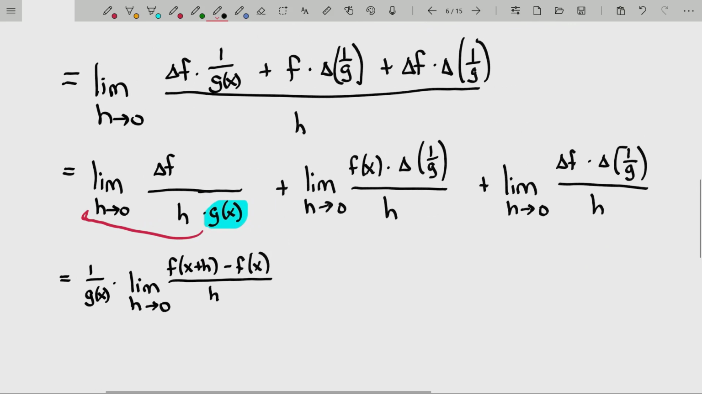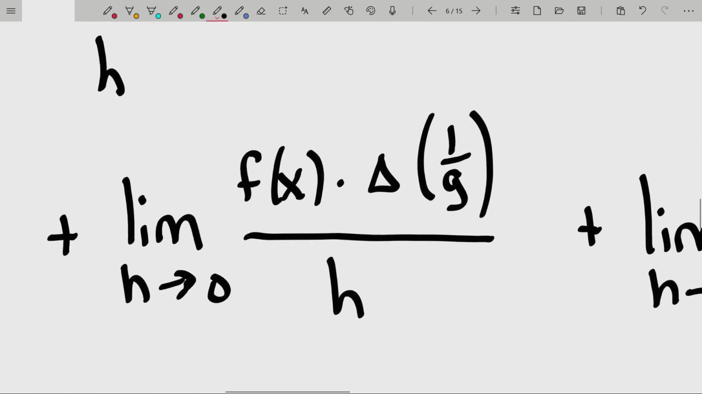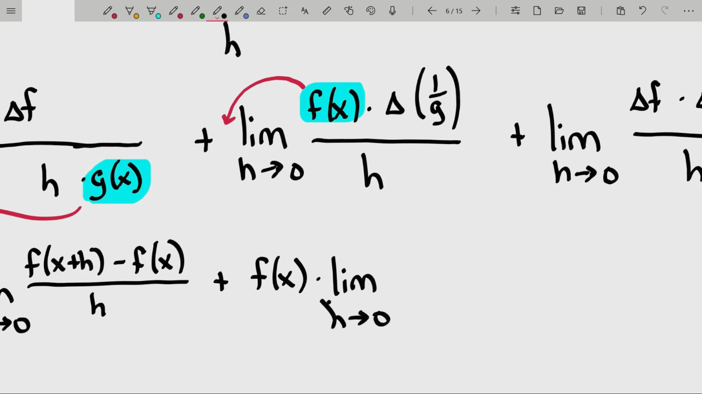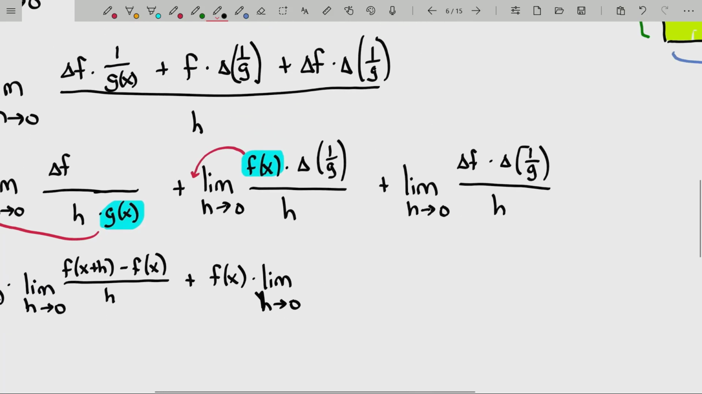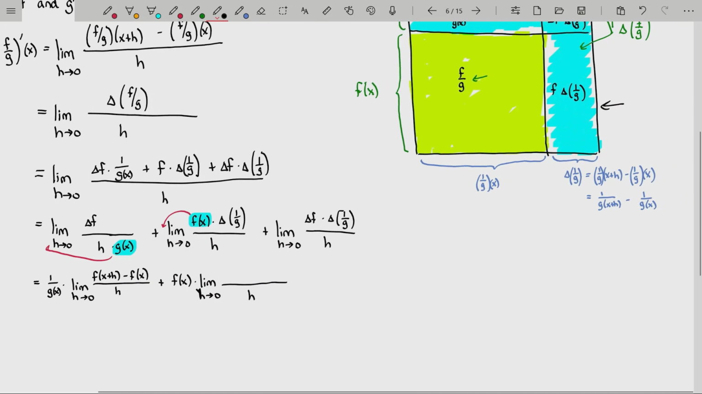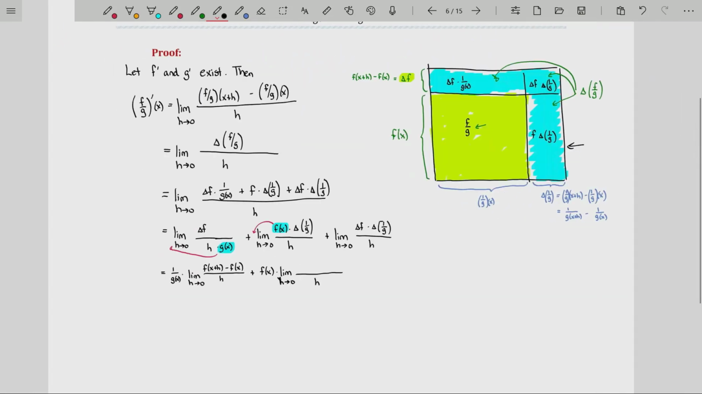The second fraction. Again, there is a picture there that does not rely upon h, so I can factor that picture out. So I get this plus f of x times the limit as h goes to 0. And now I have this fraction with an h in it. Let's go ahead and figure out what delta of 1 over g is.